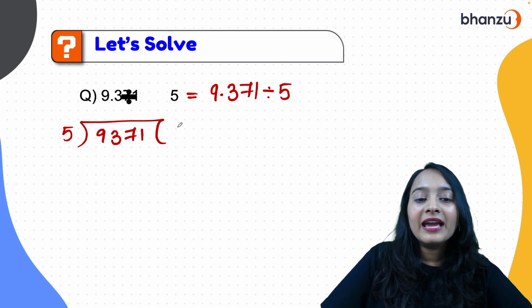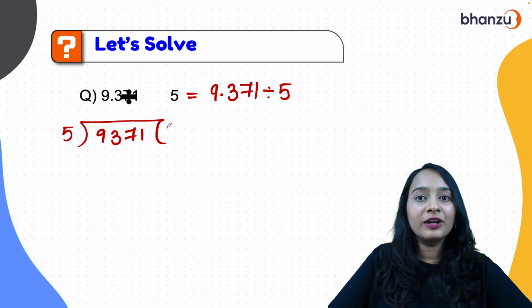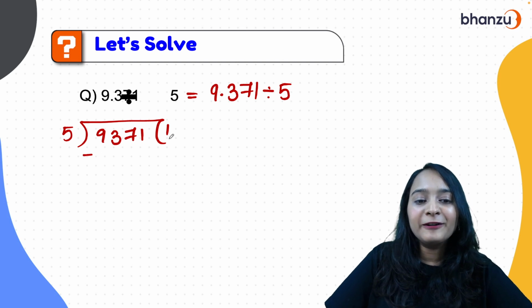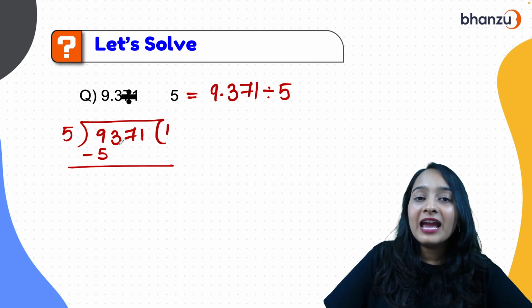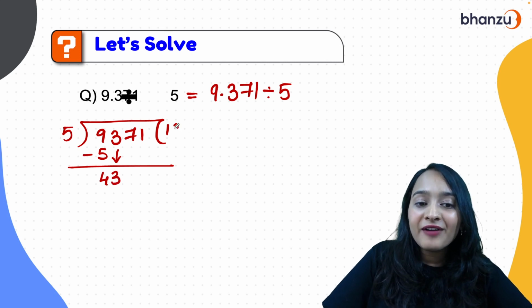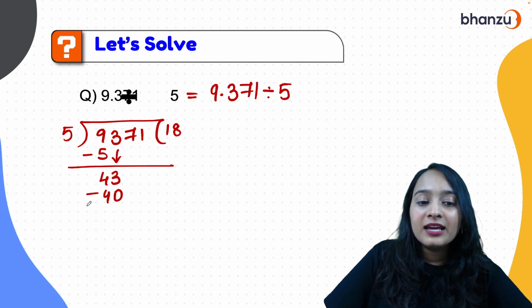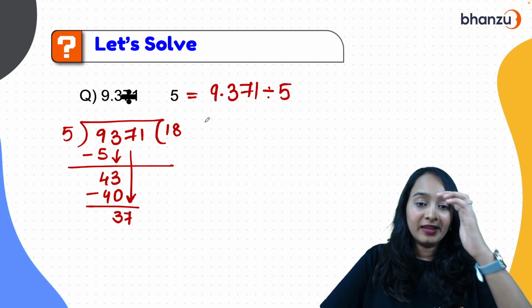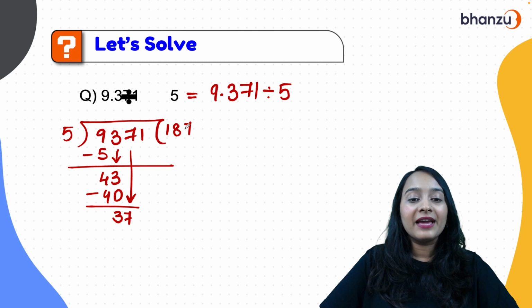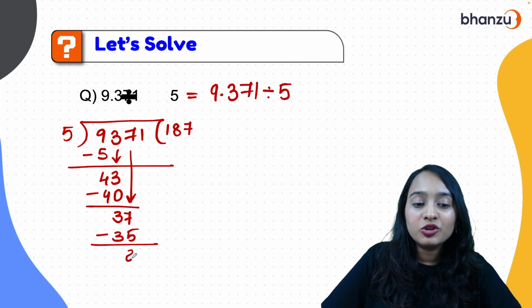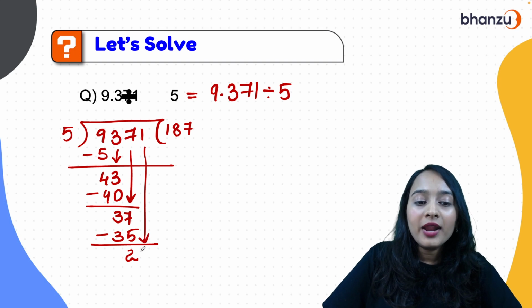9371. 9 into 2 is going to give you 10, which is greater than 9. So 5 into 1 will give you 5. 9 minus 5 will give you 4. You pull down your 3. 8 5s are 40. The remainder is 3. You pull down your 7. Now, what is it that you have? 7 5s are 35. 7 minus 5 is 2. You pull down your 1.